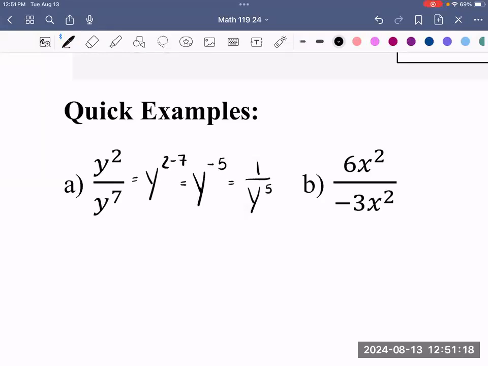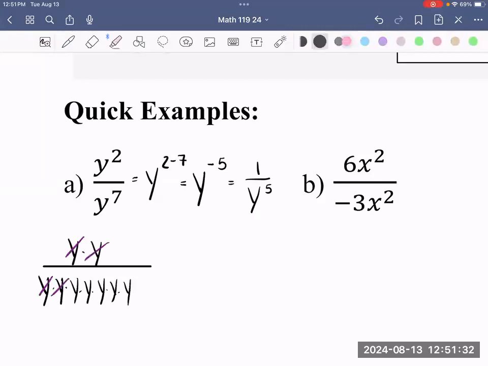Now, the reason it came out to be negative is that you only have 2 y's above and 7 below. So when you cancel 1 for 1, you're left with 5 y's on the bottom. So that is how we can also show where the position is. If you're ever confused, you can always just do it like this, where you're just writing your values out.